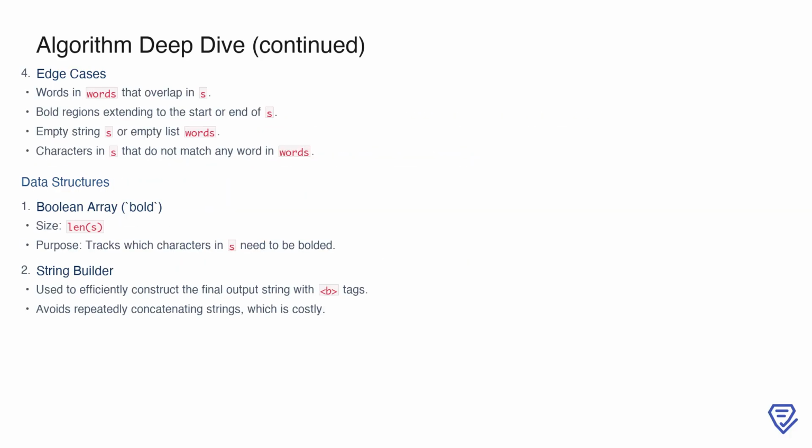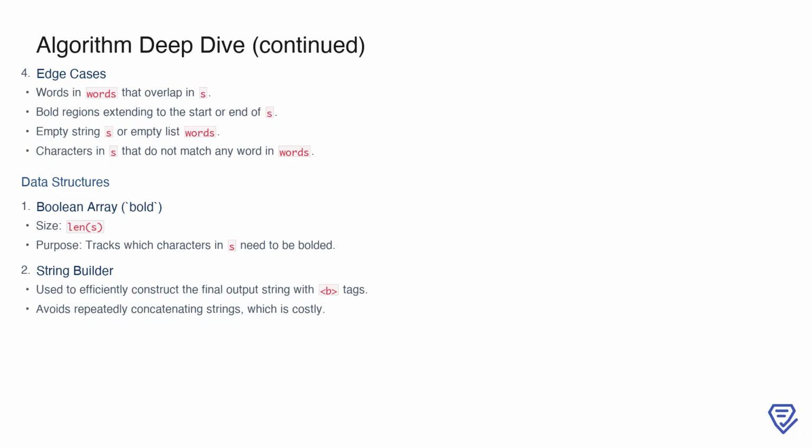When implementing this algorithm, it's important to account for edge cases. For example, words in words may overlap within S, or bold regions might extend to the very beginning or end of the string. We also need to handle cases where S is an empty string, or words is an empty list. Additionally, some characters in S might not match any word, and these should remain unaffected in the output.